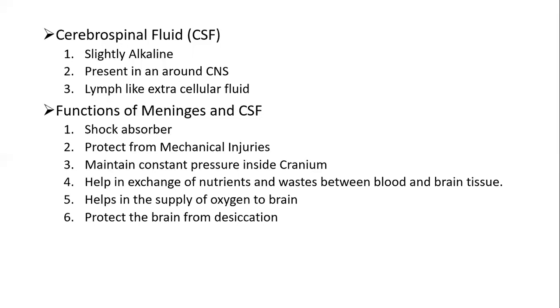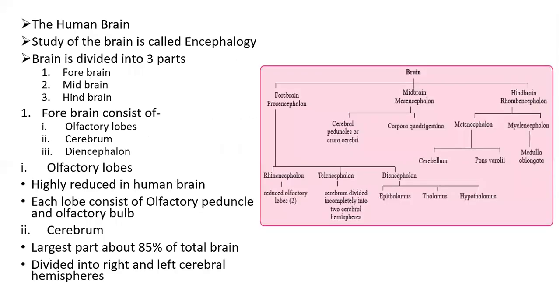As we have seen that there is a fluid present in between the subdurals and subarachnoid space. हा जो फ्लुइड आहे, हा काय काम करत असतो? It protects the brain from desiccation. Desiccation म्हणजे काय? मेंदू कोरडा होऊ नये म्हणून ते मेंदूला प्रोटेक्ट करत असतं.